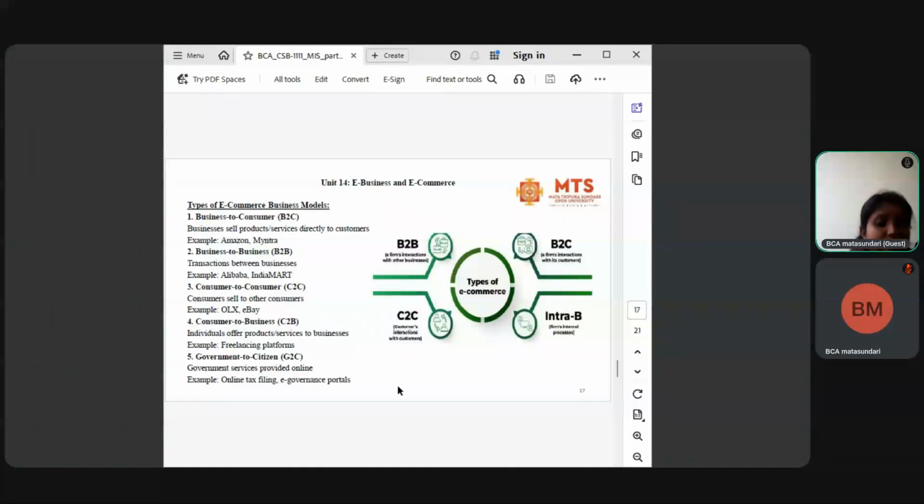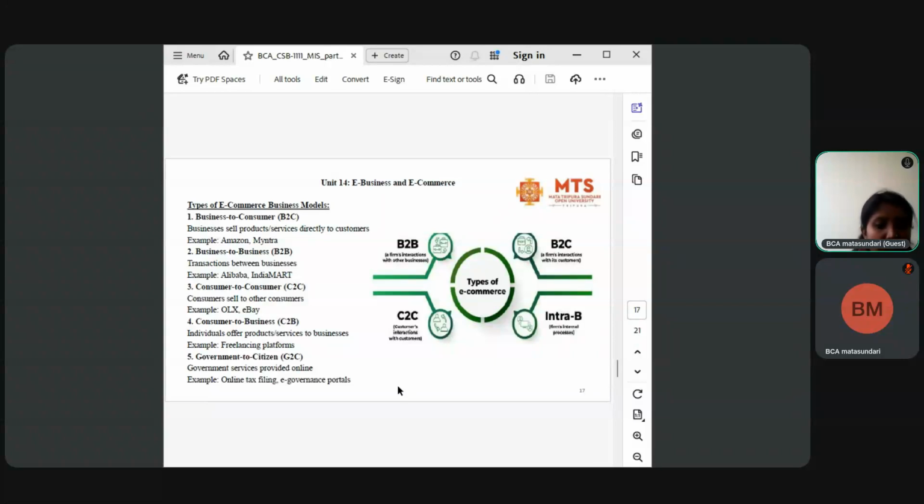There are basically 5 types. That is business to customer, B2C, where businesses sell products or services directly to customers. Some examples are Amazon, Myntra. And B2B, business to business, transactions between businesses, for example India Mart, Alibaba. And consumer to consumer, where a consumer sells to other consumers. And the fourth is consumer to business, C2B, where individuals offer products or services to businesses, for example freelancing platforms. And government to citizen, G2C, where government services are provided online, such as online tax filing or e-governance portals.